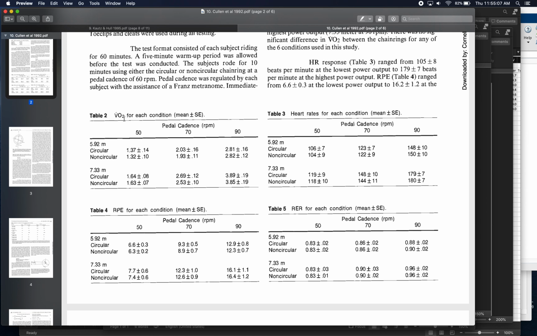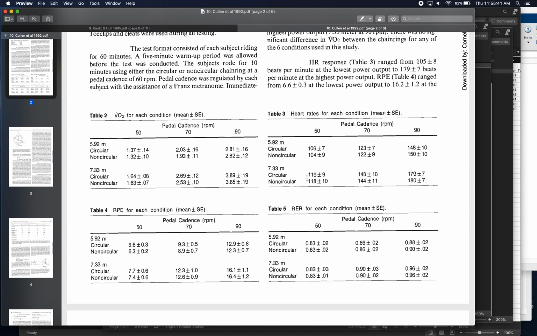Anyway, regardless of which metric they looked at, there were no large significant differences in these physiological demand-related or performance-related variables between the circular chainring and the non-circular chainring. No consistent improvements in any of those variables. No consistent detriments either. It wasn't like they were worse off using the non-circular chainring, but on average it didn't seem to improve rate of oxygen consumption, heart rate, RPE, or any of these things.